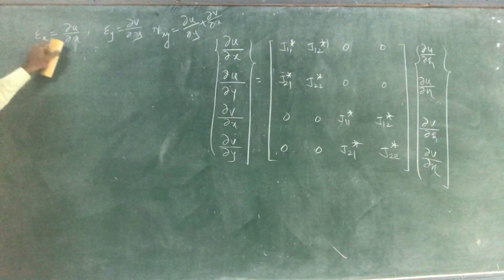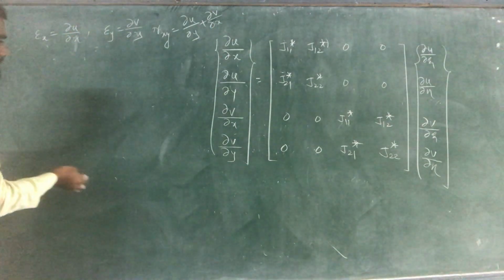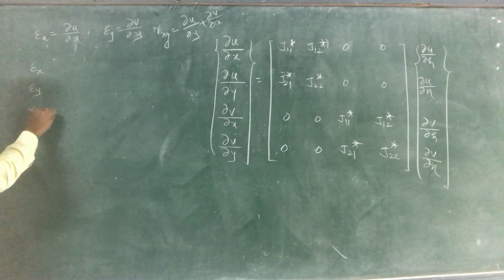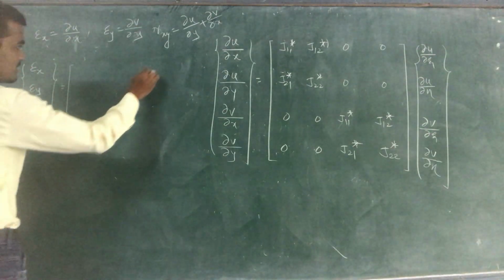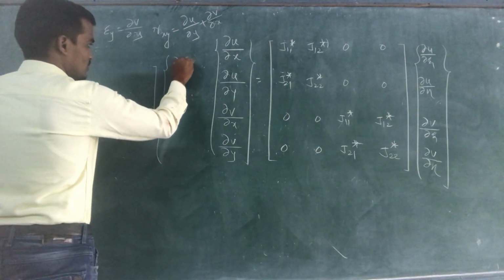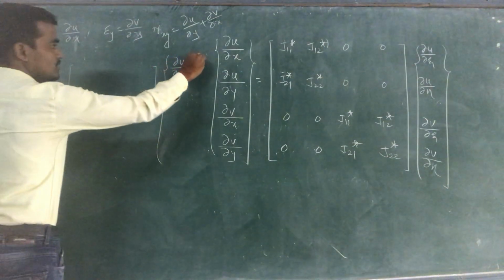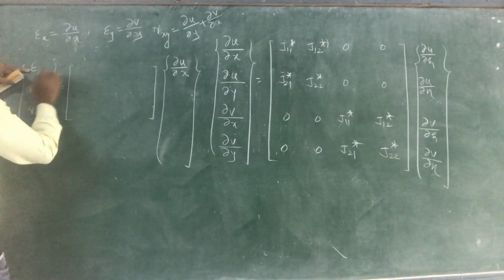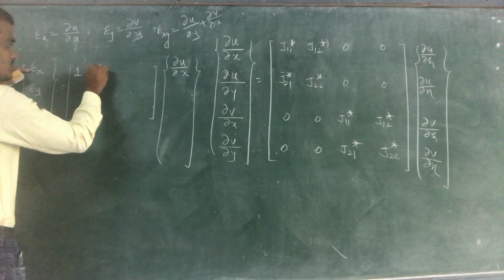Okay, so we can write these strain values in matrix form. How can it be written in matrix form? Simply epsilon x, epsilon y, gamma xy. So we can write these terms in a matrix. As we know, for the first term we need only one term, meaning ∂u/∂x. So for its expression, it should be first position, first row, first element, and the other elements are zero.